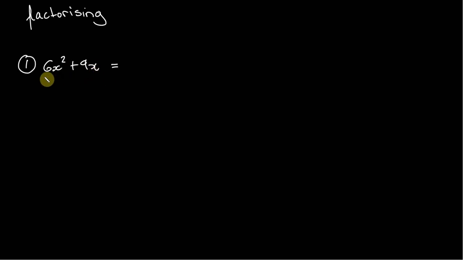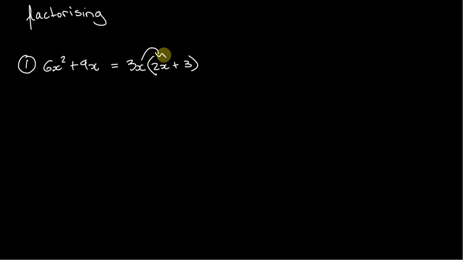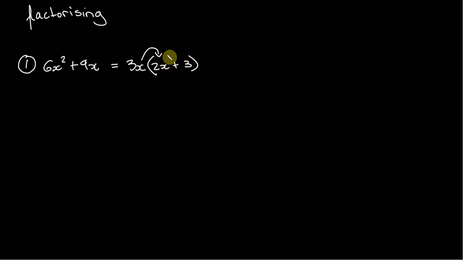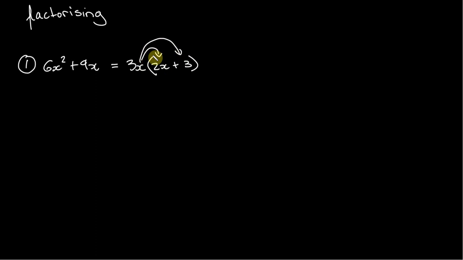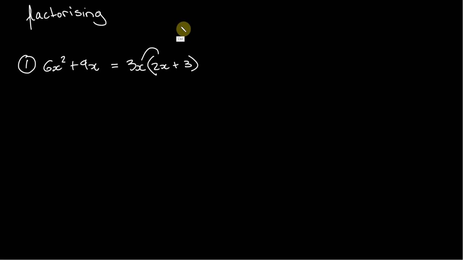We can also factor out an x here, so we can factor out 3x, which is going to leave us with 2x plus 3. Because if we were to expand this back again, 3x times 2x is 6x squared, and 3x times 3 is going to give us 9x. Expanding is the opposite of factoring.